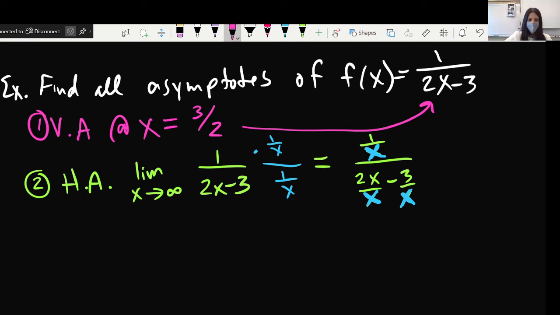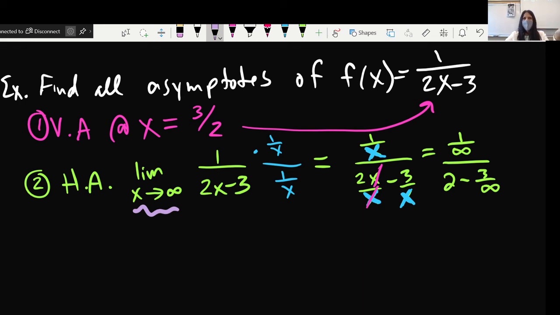Okay, and then why would we do this? Well, we can see here that these guys can cancel, right? So that simplifies things a little bit there. And then if I go to plug this in, I would get 1 over infinity over the 2x over x, they canceled, so I'm just left with the number 2, minus 3 over infinity.